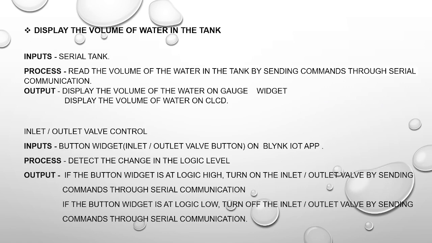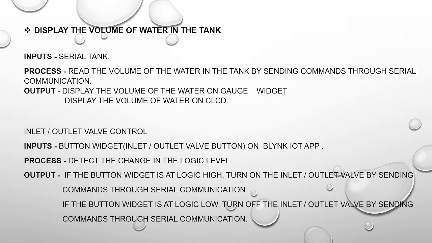Display the volume of the water in the water tank. Now the input is the serial tank. Read the volume of the water in the tank by sending commands through serial communication. Display the volume of the water on the gauge widget. Display the volume of the water on the CLCD also.